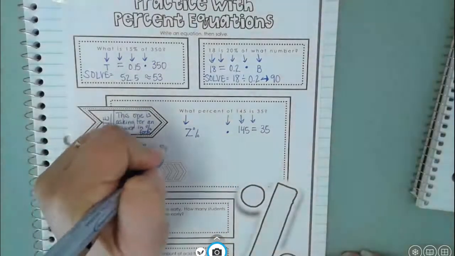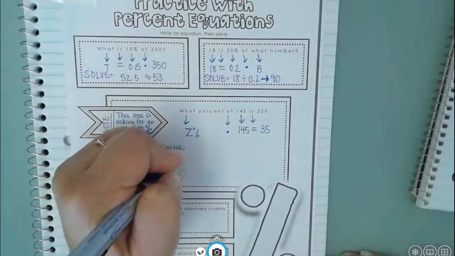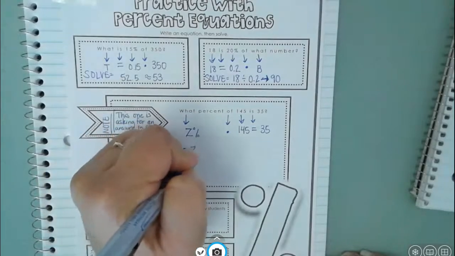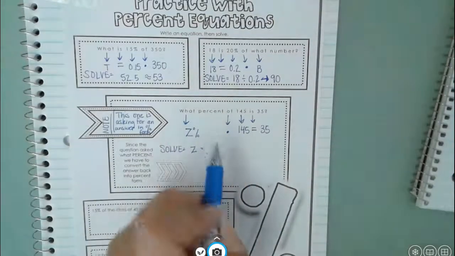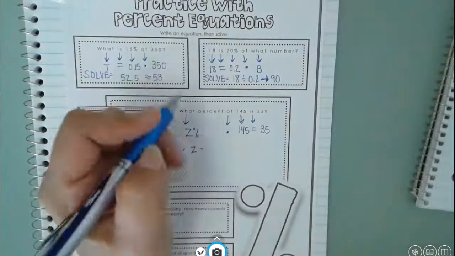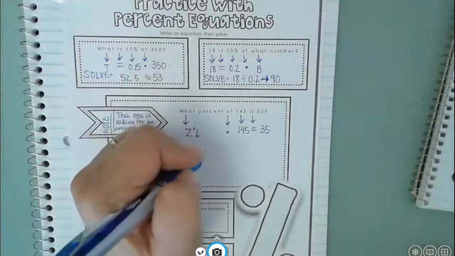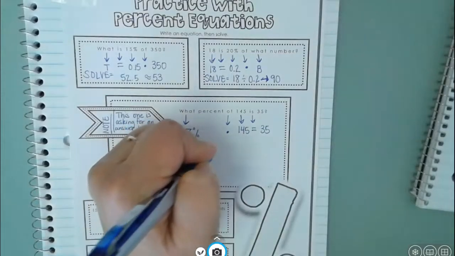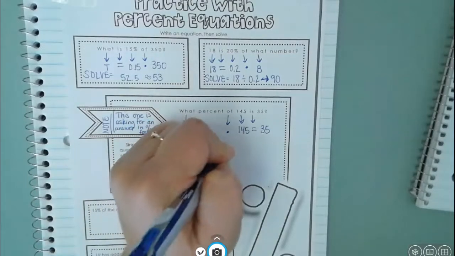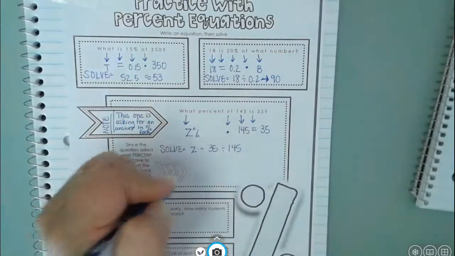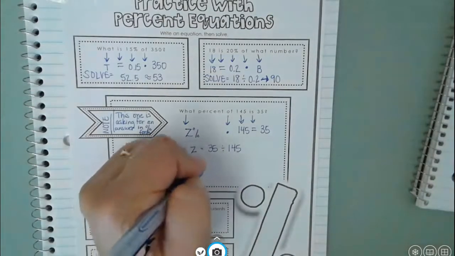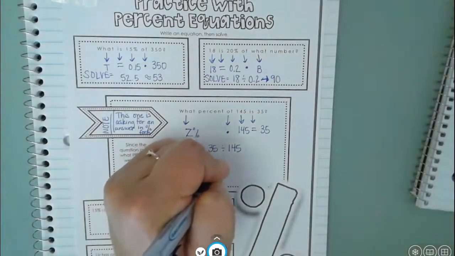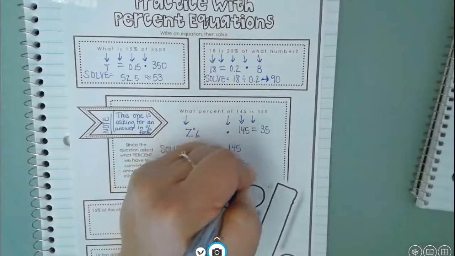So how are we going to solve it? We're going to solve it like this. We're going to go Z. Now, remember, we have it connected here by multiplication. So Z equals 35 divided by 145. And if you take your calculator to figure this out, you should have a really, really large decimal that looks about like this.